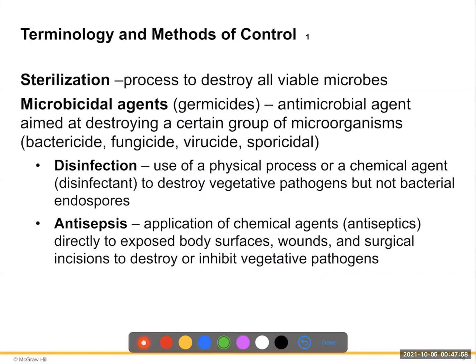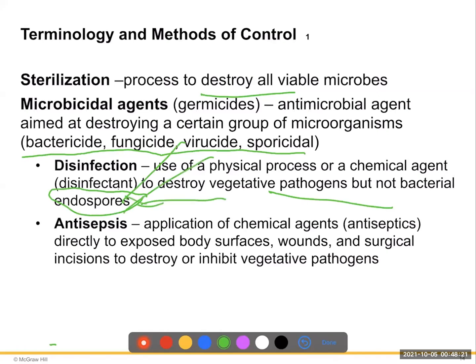So sterilization destroys all viable microbes, including endospores. Antimicrobial agents, like germicides, destroy certain microorganisms, aimed at bactericides, fungicides, virucides, and sporicides. Disinfection uses a physical process or chemical agent to destroy vegetative pathogens, but not bacterial endospores. Important point: disinfection does not kill endospores. Sterilization does. Antisepsis is actually chemical agents like antiseptics directed to exposed body surfaces, like wounds and surgical incisions, to inhibit vegetative pathogens. It's what you pour on an open wound or cut to help clean it.